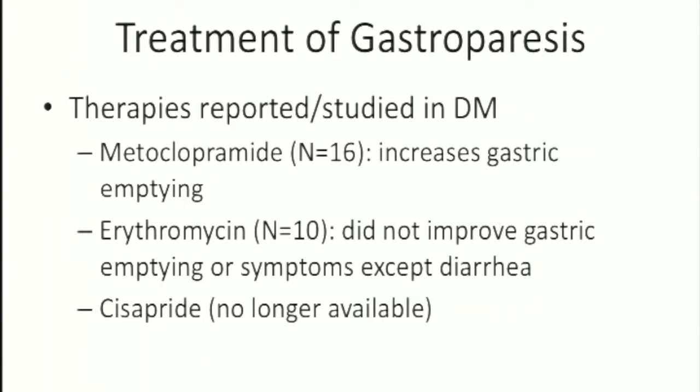Most likely the reason it helped with diarrhea is that patients with gastroparesis are more likely to have bacterial overgrowth. Bacterial overgrowth is when excess bacteria, instead of residing in the colon, reside in the small bowel and can lead to malabsorption. So erythromycin as an antibiotic will treat the bacterial overgrowth. And cisapride has not been well studied, but has been described to be used in DM, but is no longer available.